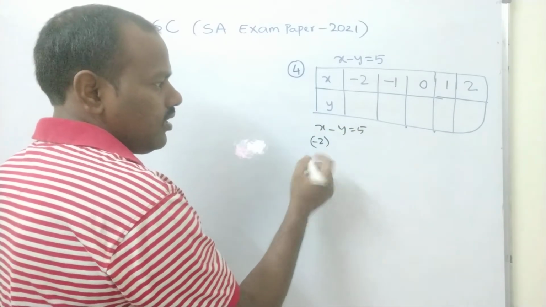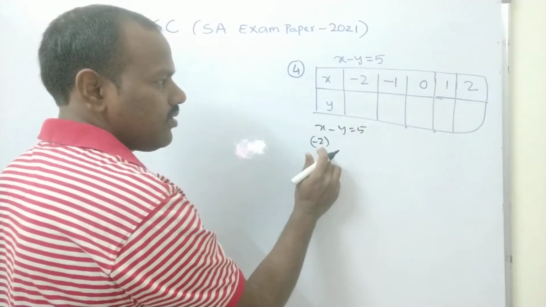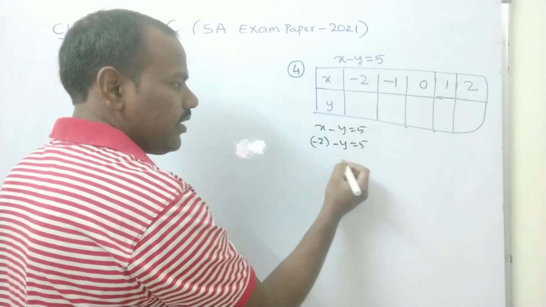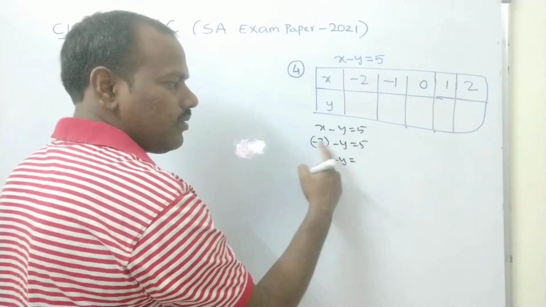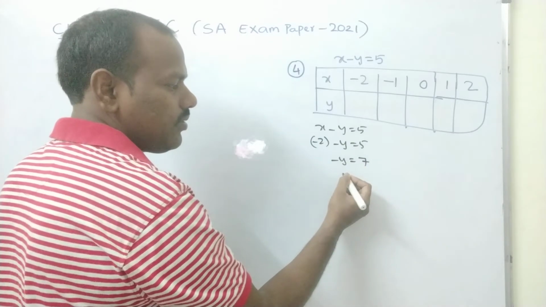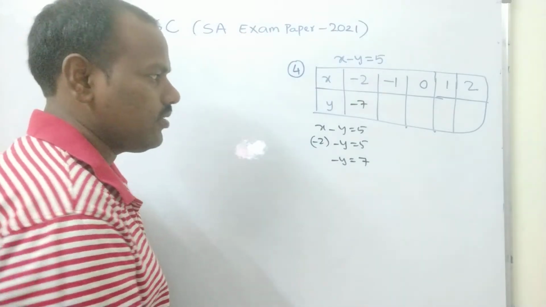So then x equal to y plus 5, or else if you substitute minus 2 in place of x, minus 2 minus y is equal to 5. If you transpose, minus 2 will become plus 2, 5 plus 2 equal to 7. So minus y equal to 7 means y will be minus 7. So minus 2 comma minus 7 is the first point.